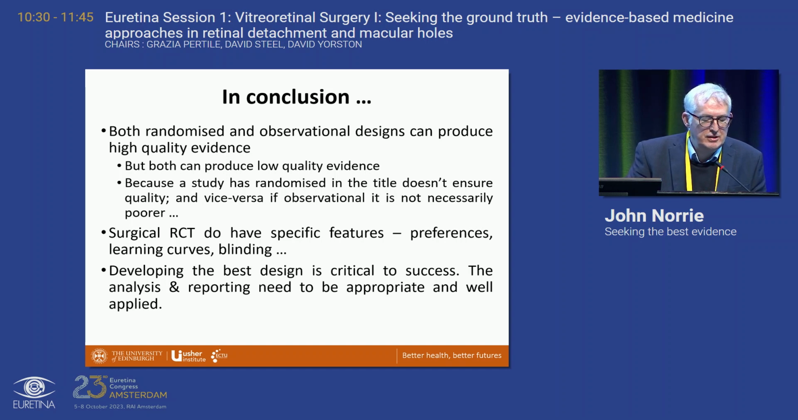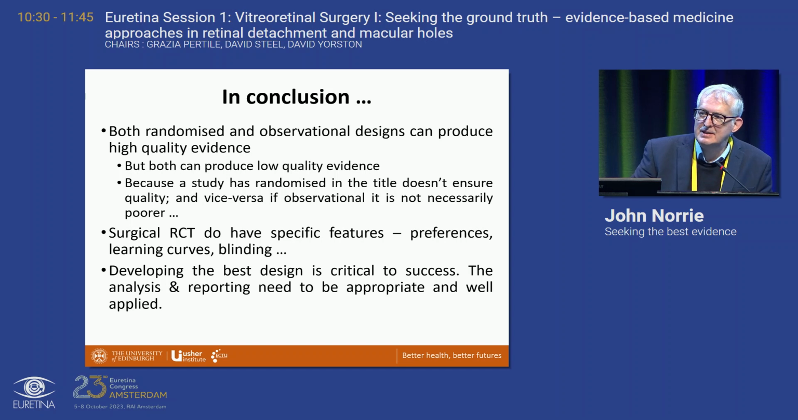Surgical randomized trials do have specific procedures. We've had a whistle-stop tour of some of those. But I would say, having been in the business of doing trials, surgical and otherwise, for the last 3 or 4 decades, developing the best design is critical to success. You must give yourself the time to design the study. It is next to impossible to rescue, during the execution, a badly designed study. And also, please, the analysis and reporting need to be appropriate and well applied.